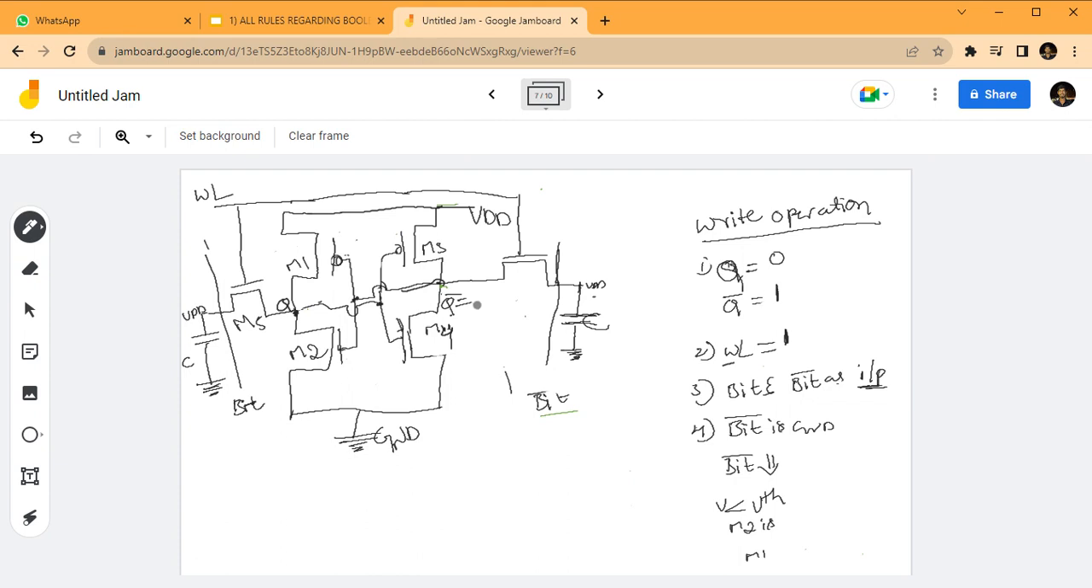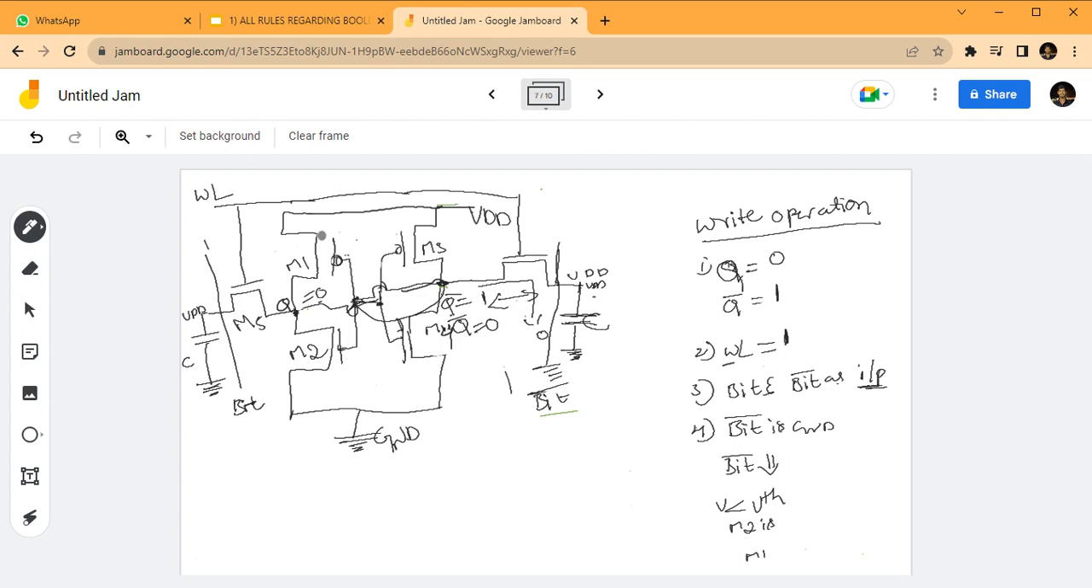Then considering Q bar equal to 1, Q equal to 0 here, we compare VDD and Q bar, there is no voltage difference between them. That's why we forcibly connect bit bar to the ground, then bit bar becomes 0, while Q bar is 1. This discharges slowly to the ground, then finally Q bar will get to 0. Then this output is connected to the other inverter as an input.